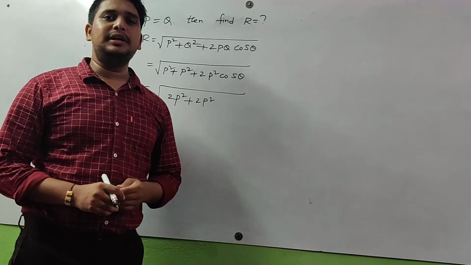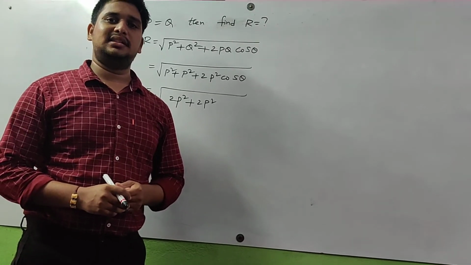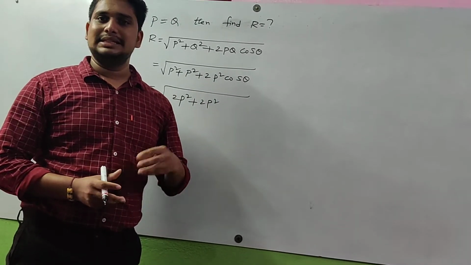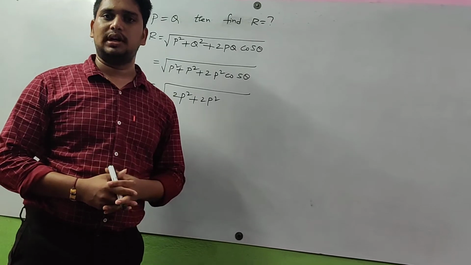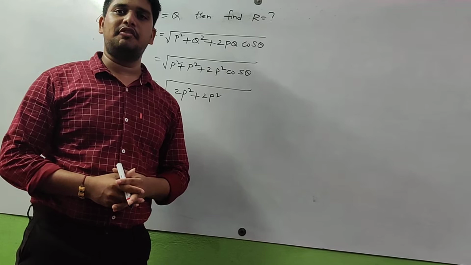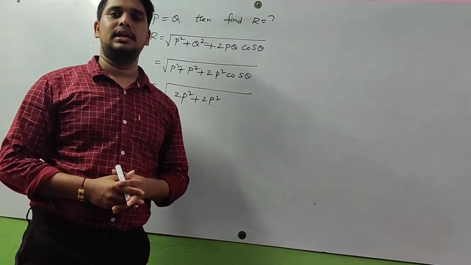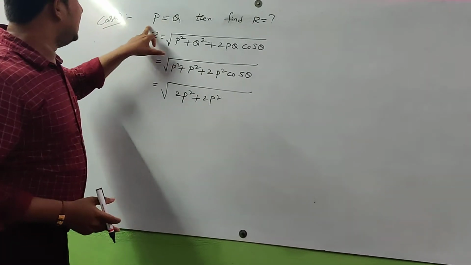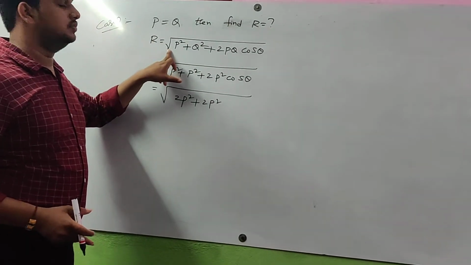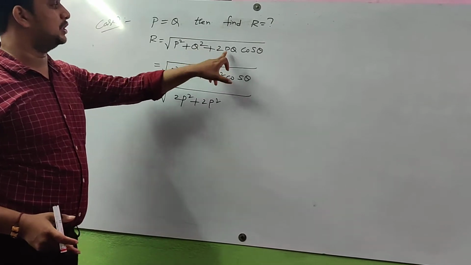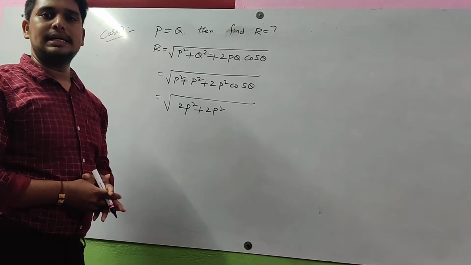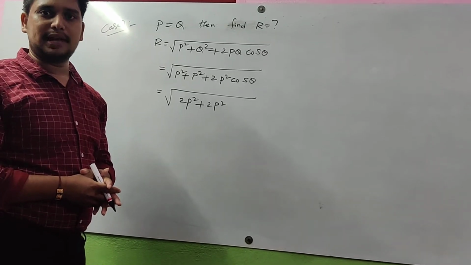Well, continuing my lecture on the topic of vectors: addition of vectors we discussed already, subtraction of vectors we discussed already. Now we discuss some special cases in the addition and subtraction of vectors. Case 1, P is equal to Q, then find the R value. R is equal to the square root of P square plus Q square plus 2PQ cos theta. The formula you already know: the resultant of any two vectors is given by this.